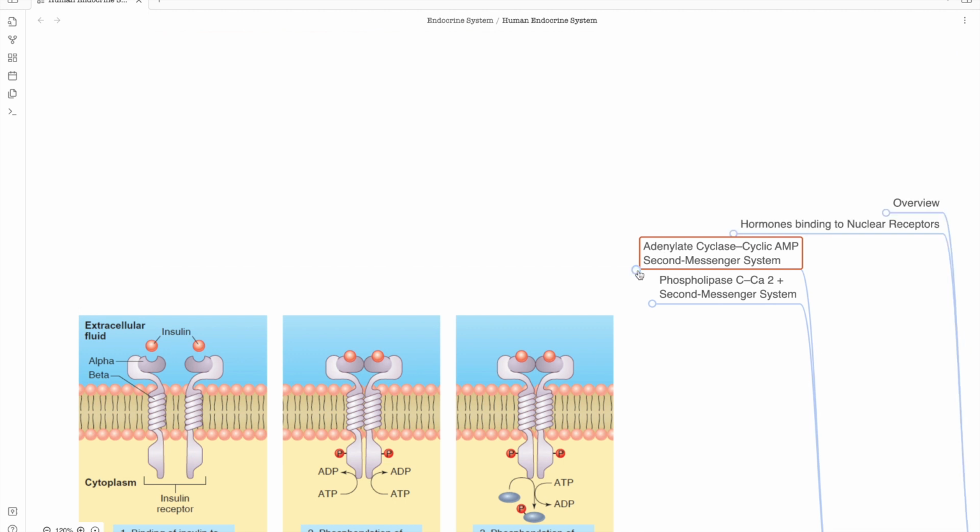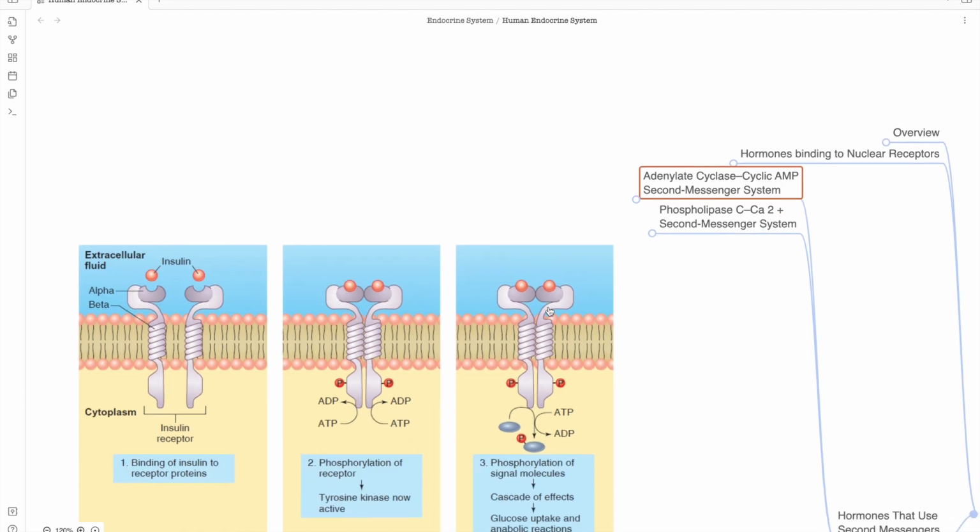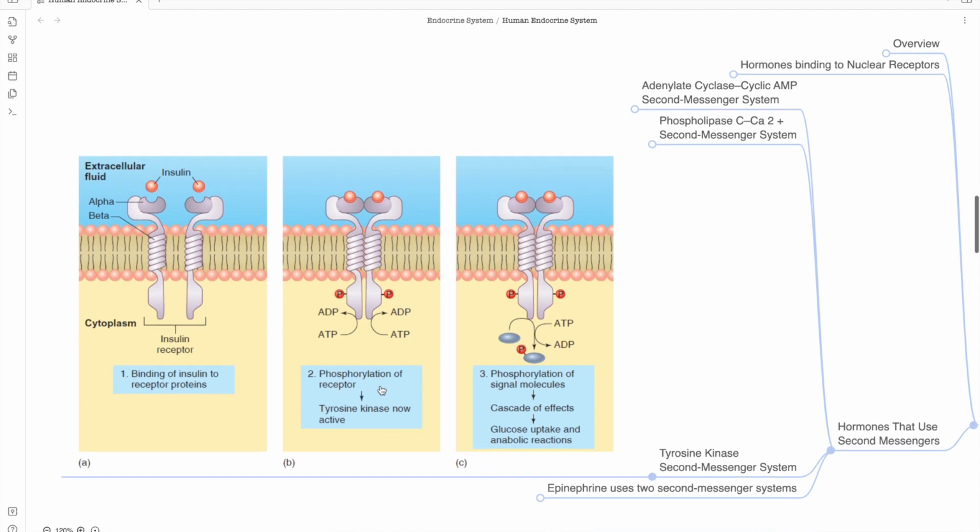But in this case of tyrosine kinase, at first, before some other proteins are getting phosphorylated, the receptor itself is getting phosphorylated, and that phosphorylation is occurring at a tyrosine residue. Both these tyrosine amino acids are getting phosphorylated, so that's why the name tyrosine kinase secondary messenger system.